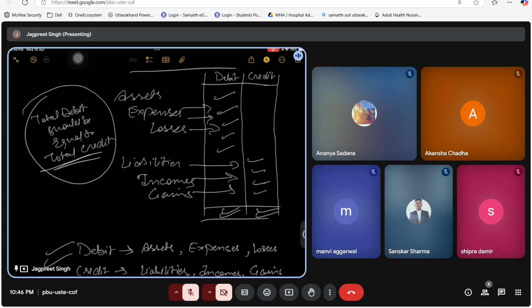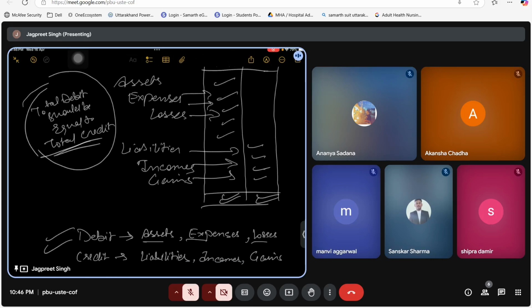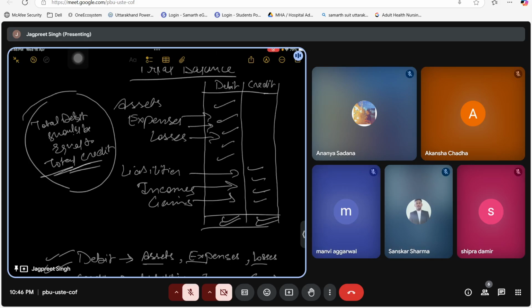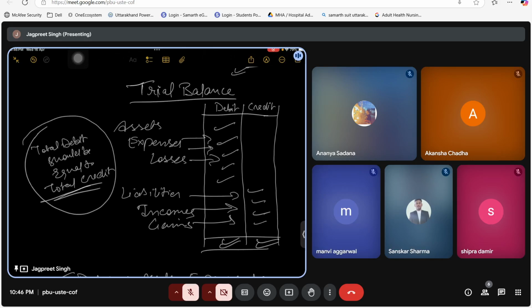These are the rules of recording the transactions: assets, expenses, losses, liabilities, incomes and gains. These rules, starting from learning, you will learn when you learn the basics of journal and ledger, journal and posting of these entries in journal. So these are the only rules which we have to follow before recording the transactions. And again, when we get to the trial balance part, in the trial balance we will already have these assets, expenses, losses on the debit side and liabilities, incomes and gains on the credit side.